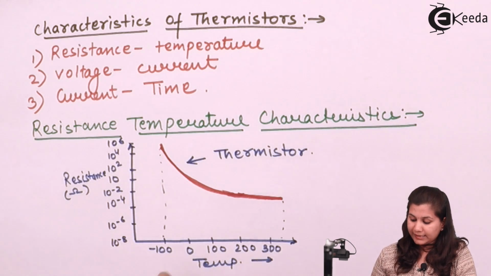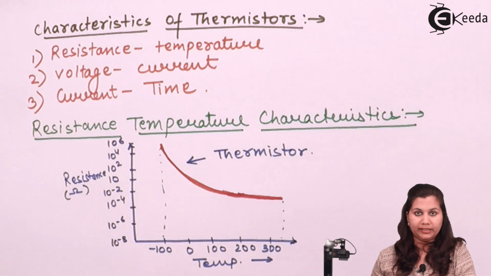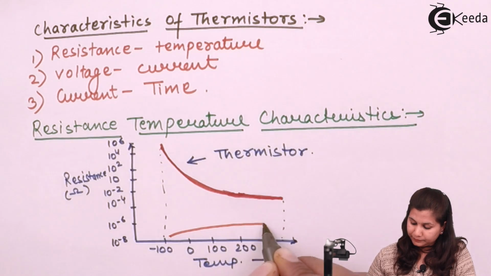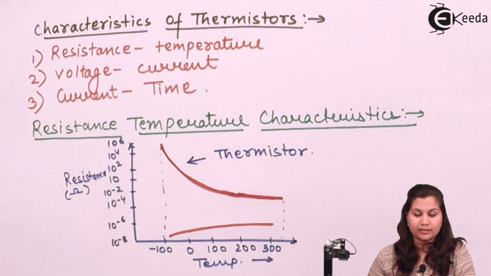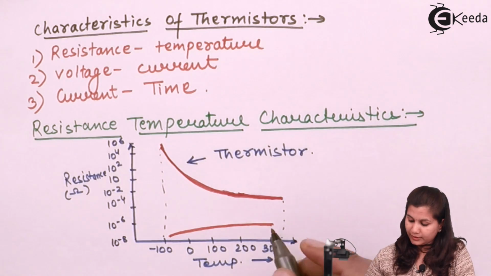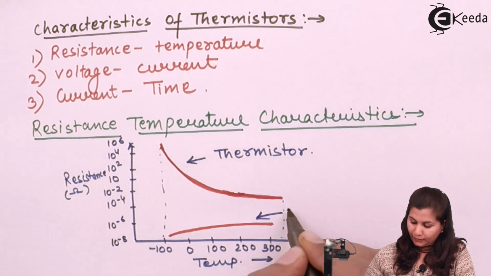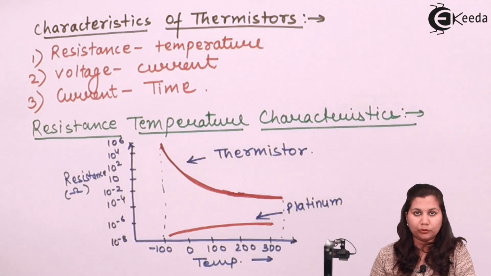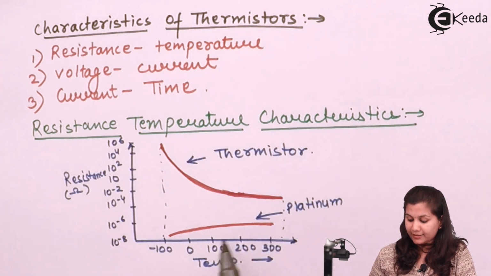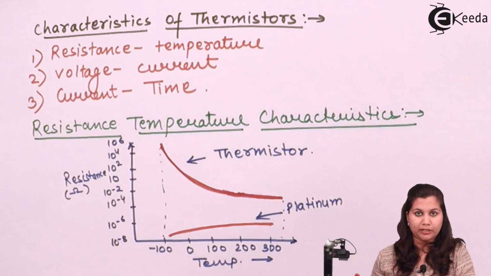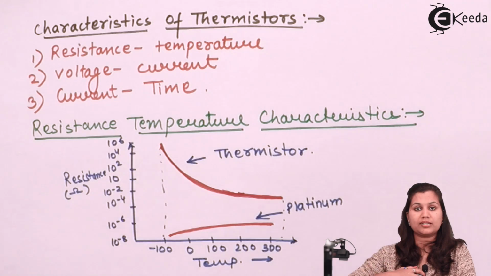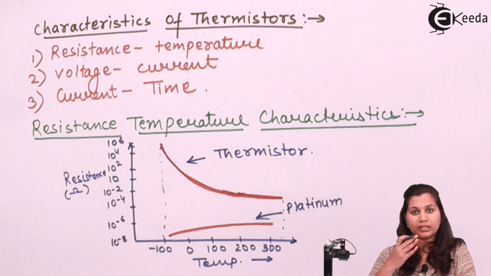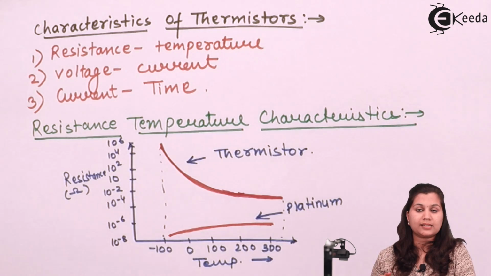Now for the same range, from -100 to 400 degrees Celsius, if we see the characteristics of platinum, it will be like this. Somewhat linear relationship is there. This is for platinum, which is generally used for the construction of RTDs and thermocouples. So from these characteristics, you can see that platinum has a positive temperature coefficient. With increasing temperature, its resistance also increases. But the thermistor has a negative temperature coefficient. With the increase in temperature, its resistance decreases.